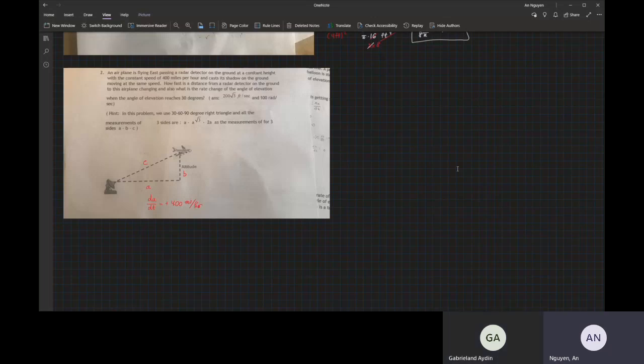And then the distance from the radar to the airplane is denoted by c, and they're asking for how fast it's changing, so we have to find dc over dt. Let's call the angle here theta. We have a right triangle here, so we can use the Pythagorean theorem. The sum of the squares of both sides is equal to the square of the hypotenuse.